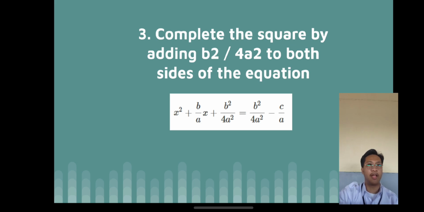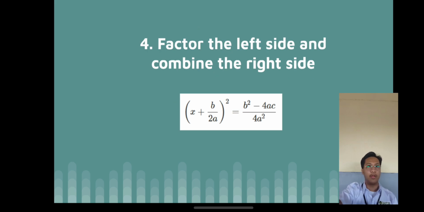Third, complete the square by adding b²/4a² to both sides of the equation. So it will become x² + (b/a)x + b²/4a² = b²/4a² - c/a. Then next, factor the left side and combine the right side. So (x + b/2a)² = (b² - 4ac)/4a².